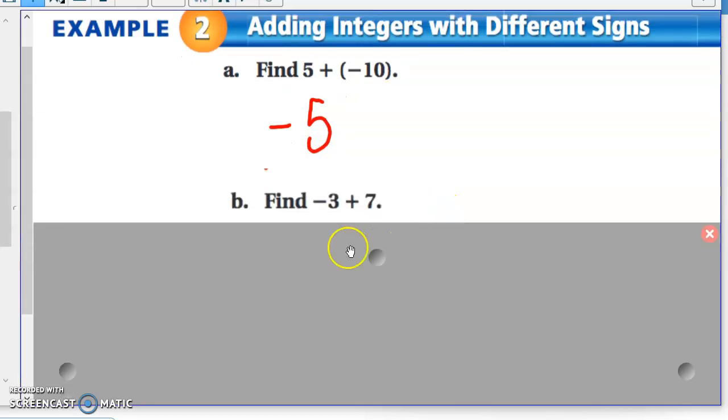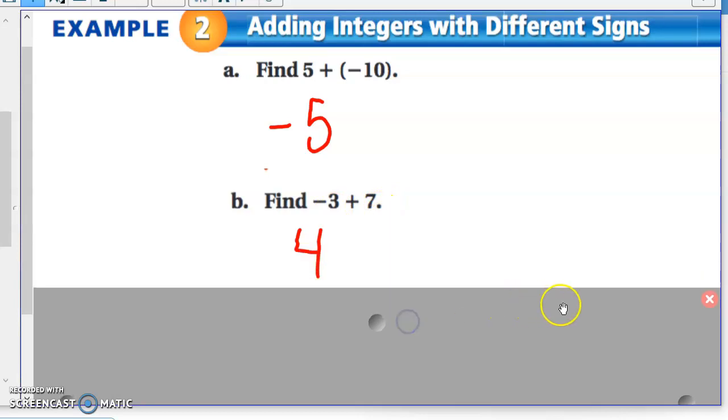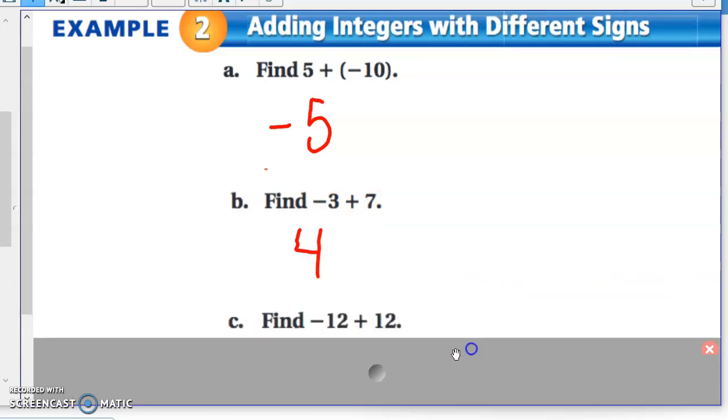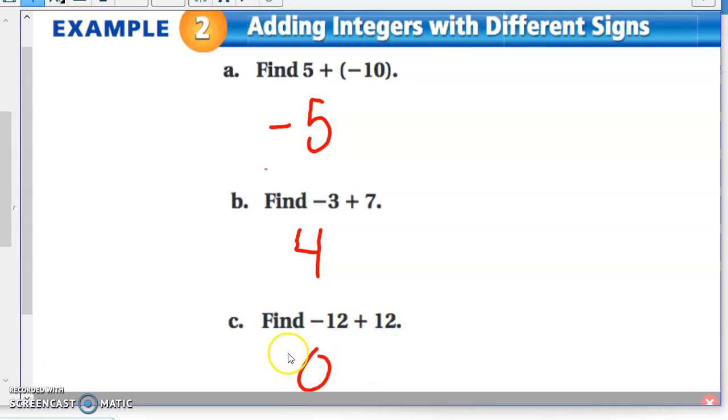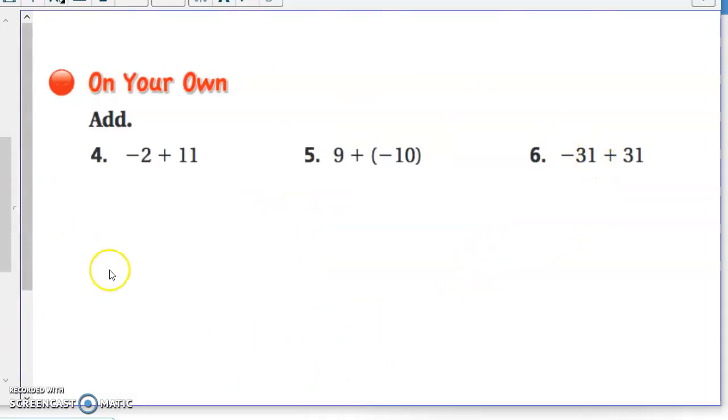Second example here, we have different signs, so I'm going to subtract. 7 minus 3, of course, is 4. This one's more positive though, so my answer would be +4. Last example here. Different signs, so I subtract. 12 minus 12 is of course 0. Now, thinking about the sign for 0, we don't have to worry about the sign because these are exactly the same distance away, but it doesn't matter because 0 is neither negative or positive, it is just 0. Please pause the video and try doing these ones on your own.